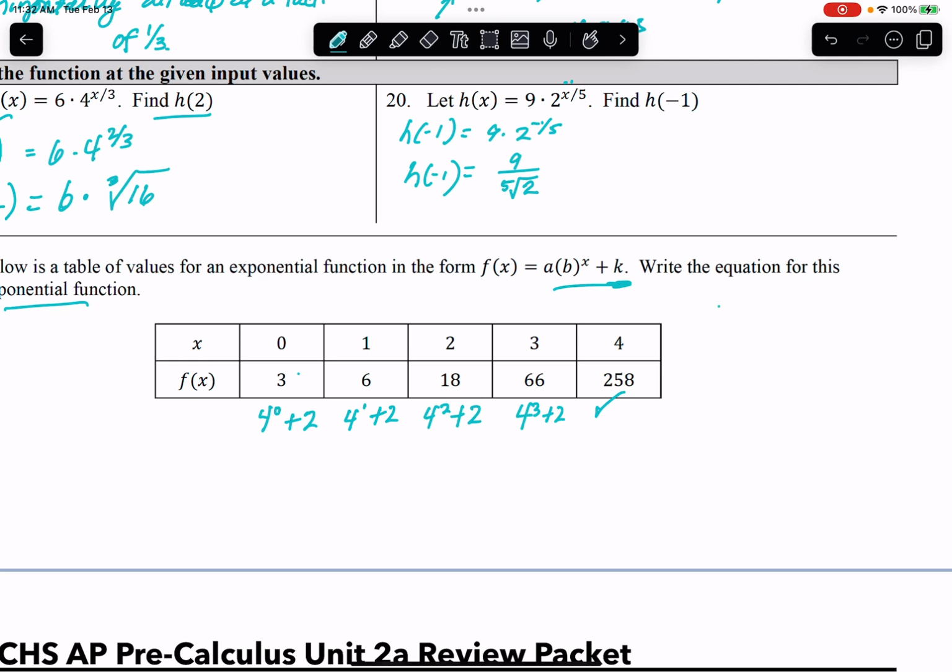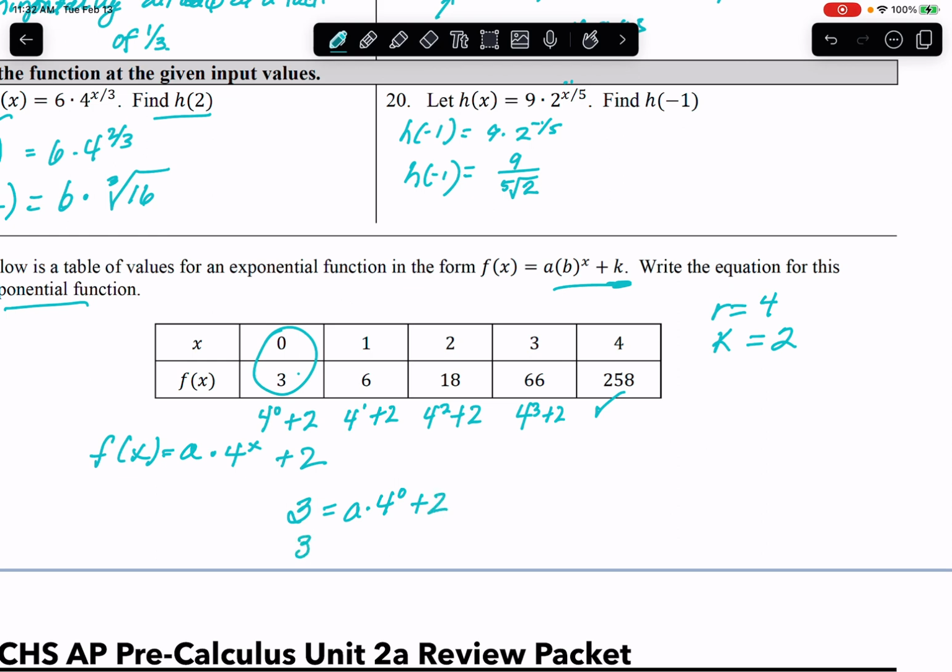So we have that r is equal to 4, k is equal to 2, and now we have to find a. So far we have f of x is a times 4 to the x plus 2, and now take one of those numbers, 0, 3, and put it in there. We get 3 equals a times 4 to the 0 plus 2. So 3 is a plus 2, so a is 1. So f of x is just 4 to the x plus 2.